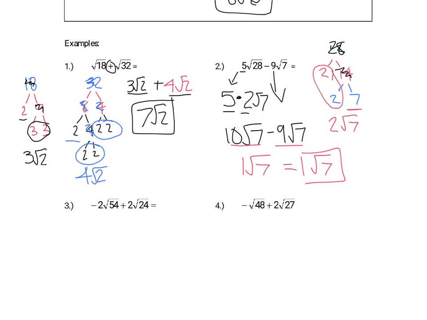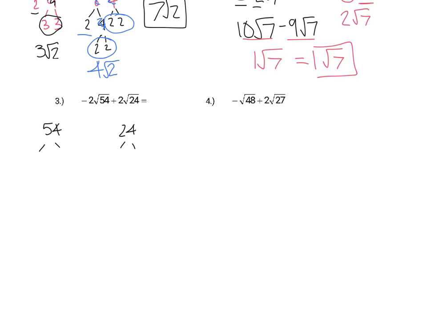Next. All right, negative 2 square root of 54 plus 2 square root of 24. Clearly, we can't just add these right now because of square roots. The radicals aren't the same. So let's see if we can break down these radicals. So let's deal with the square root of 54 first.